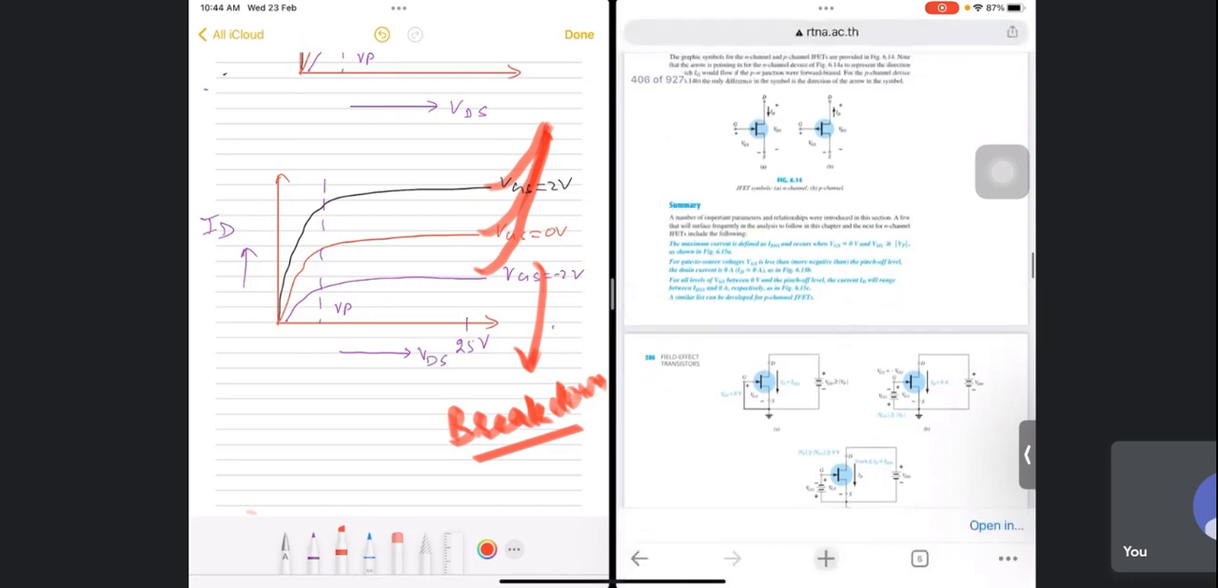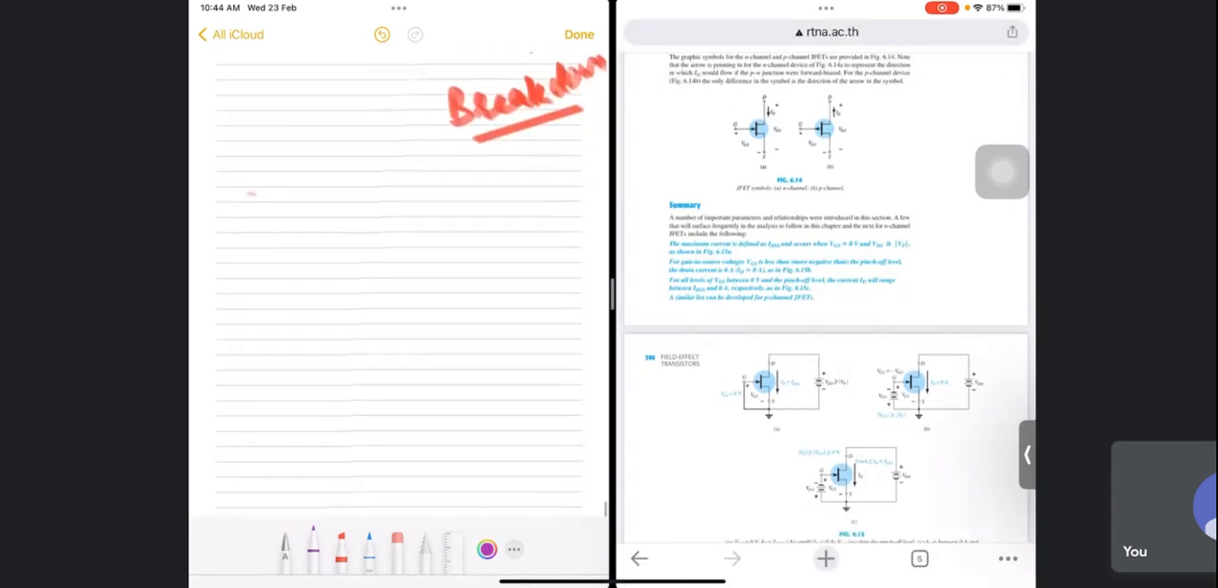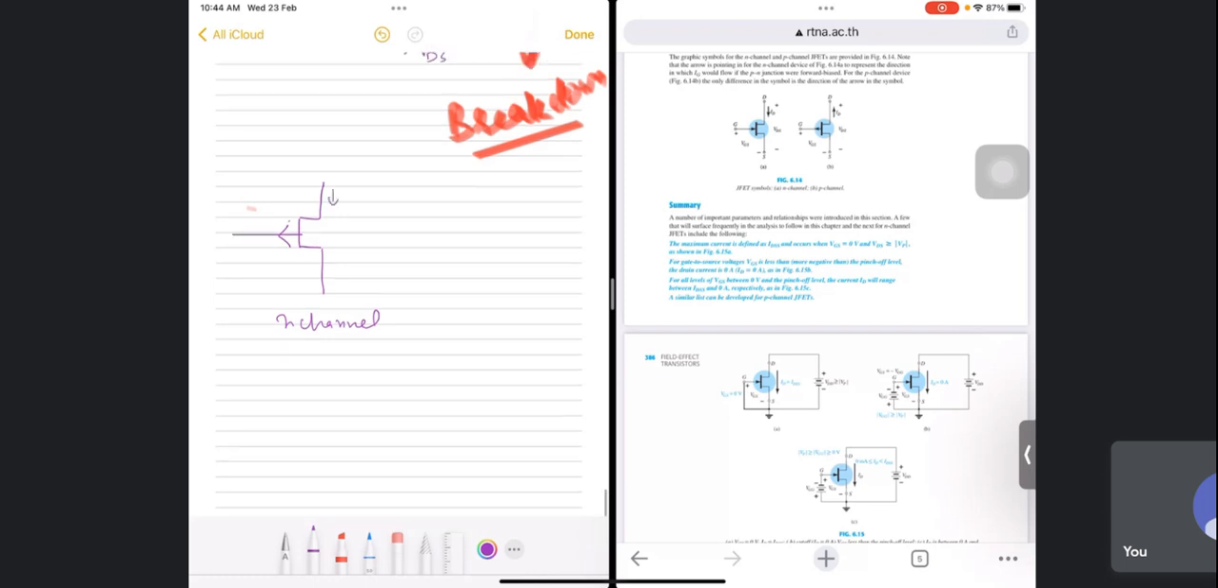Fine. And this is the symbol of the device. This is N channel. अभी हमने N channel नहीं पढ़ा मतलब ना, ठीक है, and this is P channel.